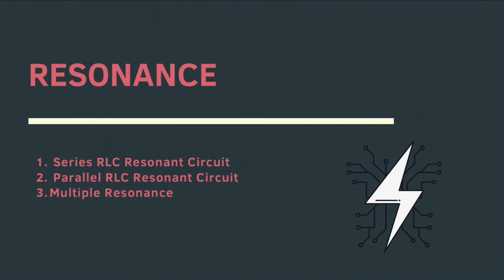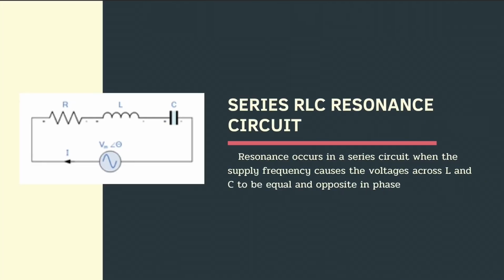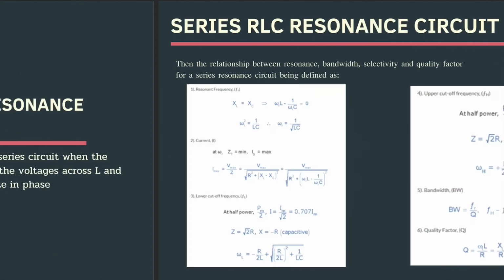Okay, in this topic we will talk about resonance, and this topic consists of: 1. series RLC resonance circuit, 2. parallel RLC resonance circuit, and 3. multiple resonance. In a series RLC resonance circuit, resonance occurs when the supply frequency causes the voltage across L and C to be equal and opposite in phase.